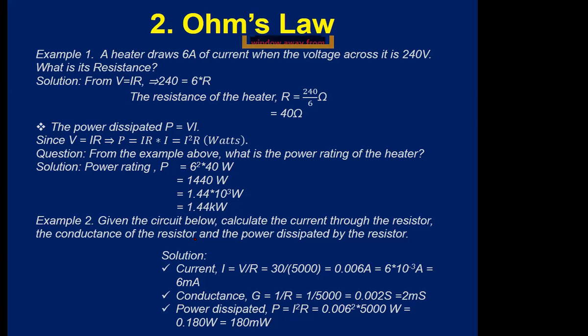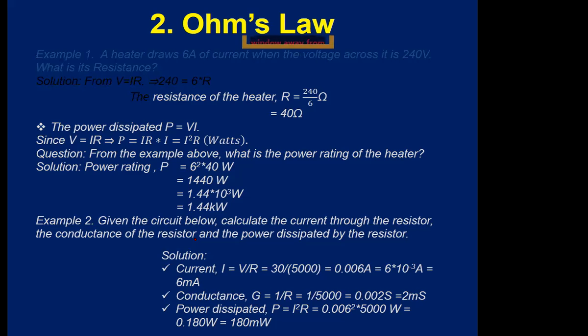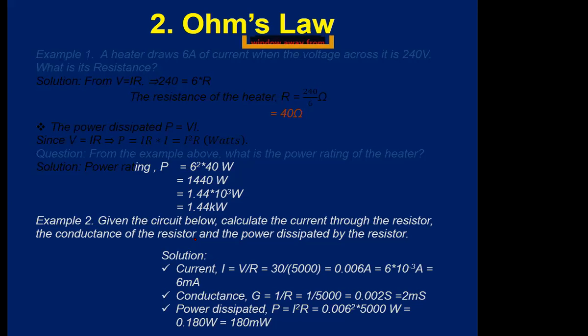So in that case, from the example above, we can substitute the values of current and resistance to get watts. So that heater can also be termed a 1.44 kilowatt heater as shown in the example, right?